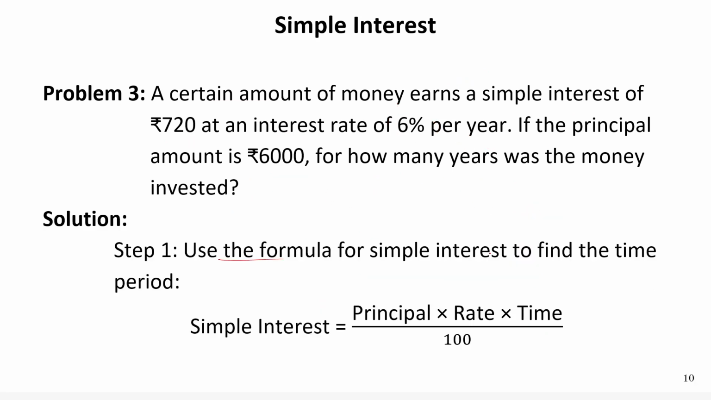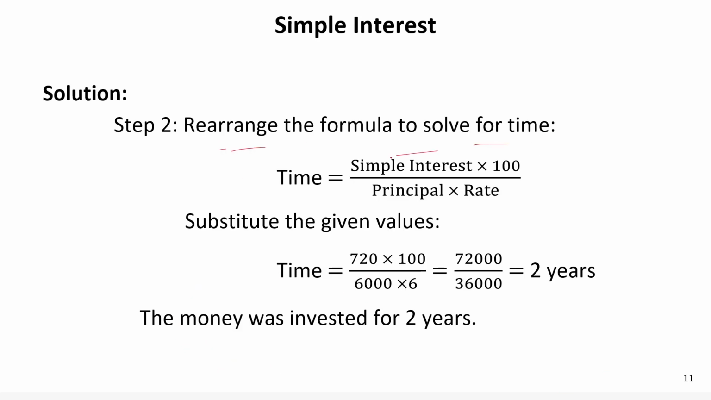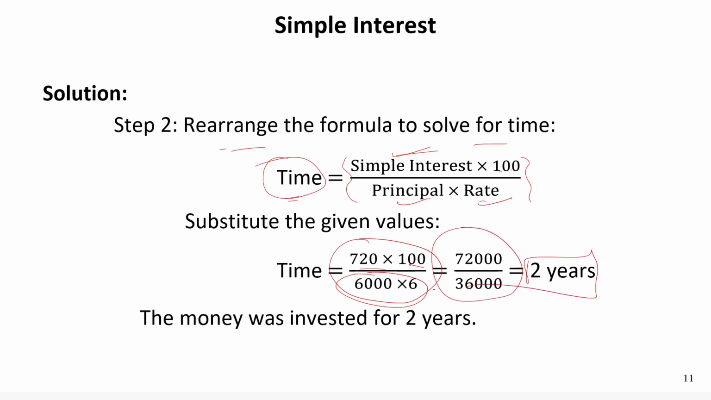Using the formula for simple interest, simple interest is equal to principal into rate into time by 100, right? Rearranging the formula to solve for time, we keep the time, which is the unknown, on the left hand side, and all the known terms on the right hand side, because we know the simple interest, principal and rate. Simple interest is 720 multiplied by 100, and in the denominator we have principal into rate, that is 6000 into 6%. Substituting these values, we get 720 into 100 whole by 6000 into 6, which is 72,000 by 36,000. That is equal to 2 years, right? So the money was actually invested for 2 years. This is the correct answer.